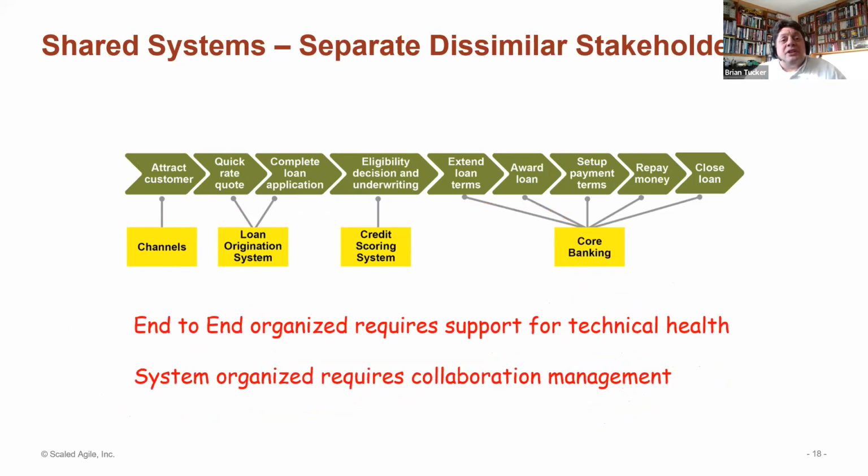So the compromise is, if you go full end-to-end delivery, in the other dimension, you're going to need something to look after the components or services technical health. If you arrange around the components or services, then the technical health is covered, but it's going to require a lot more effort to manage the collaborations to get end-to-end value delivered across the components or services.